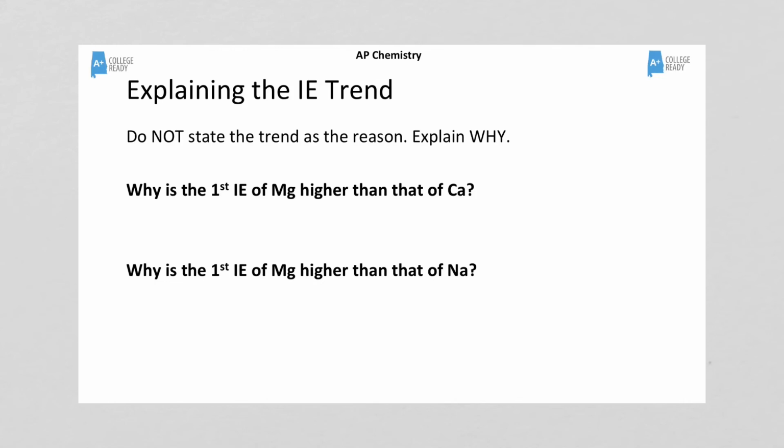And then for the second question, magnesium and sodium, magnesium's is higher. That means its electrons are more attracted. Why? So that's a group trend. We're going to talk about energy levels and where they're located. A period trend with this second one, we're going to talk about effective nuclear charge and how that relates to this.